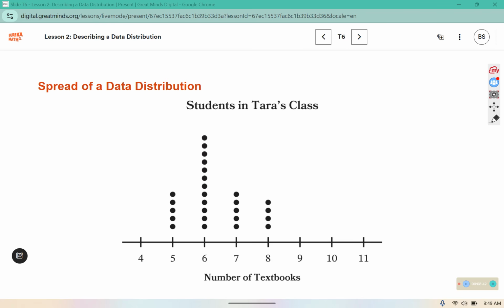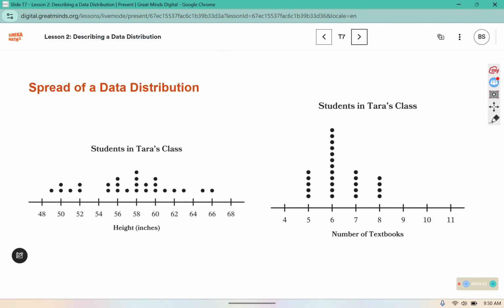Tara's class is interested in the typical height of students in their class. How much do you think those values will vary? What are some data values you would expect? Well, if we're looking at inches, you might expect somewhere around 60 inches. That would be somebody who is 5 feet tall. There should be some variability because we'll have some people who are shorter and some people who are taller.